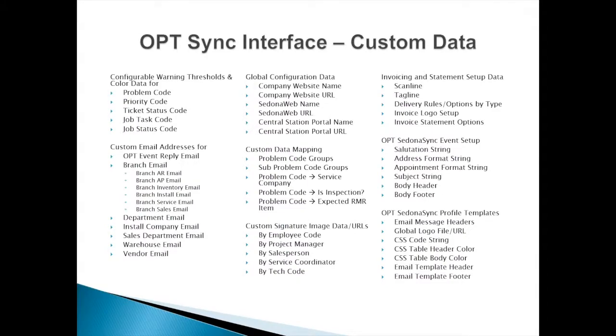Here's an example of just some of the custom information that we're talking about, all the different branch emails, the different departmental emails. We can store signatures by employee. We have mapping so we can map different codes to different things, all the company related information that you may want to store in your notification, things like your website URL, your Sedona web URL and whatnot. So that's all stored within our interface.